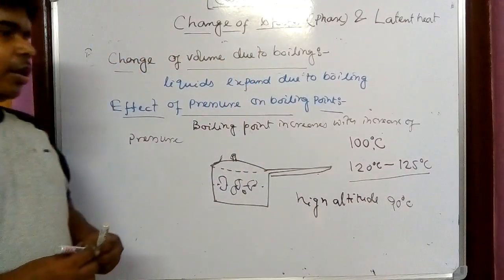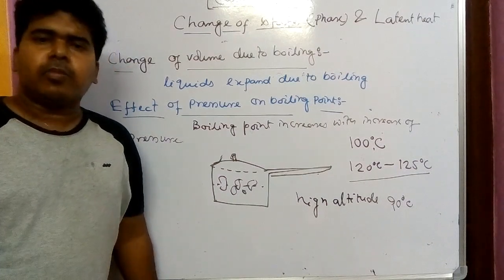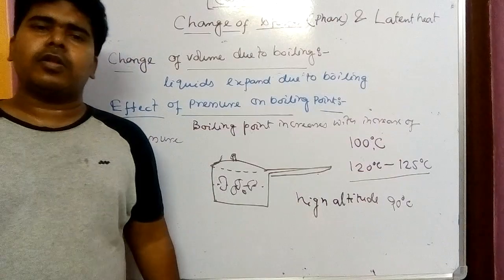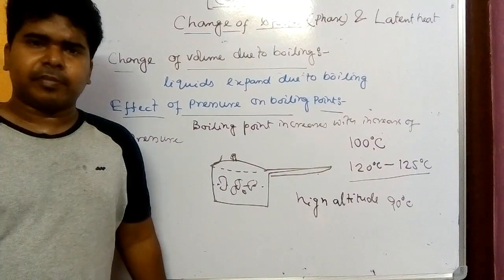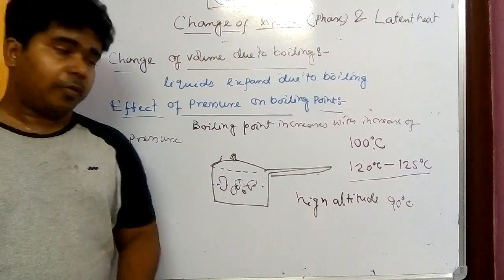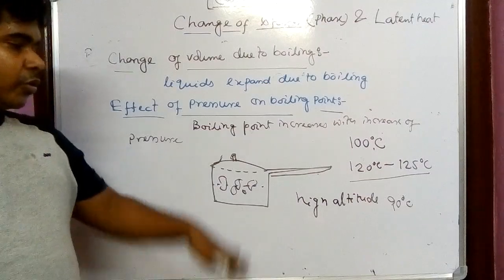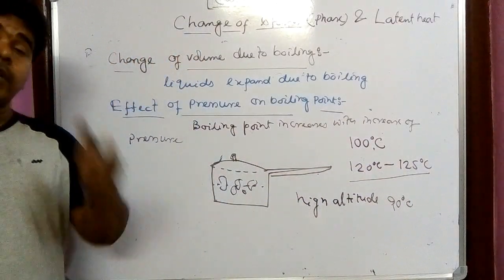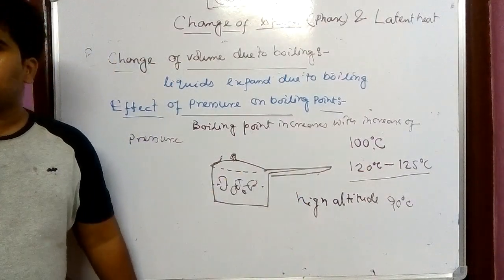So what will happen if you want to cook or boil anything, if the surface of the water is open? If you heat it, at 90 degrees centigrade the water converts into vapor, and the food items you have added are not boiled. So it takes a huge time to boil, and for that reason the pressure cooker or steamed food is very popular, because inside the pressure cooker the boiling point reaches 120 to 125 degrees centigrade, and that's why you can cook much faster.